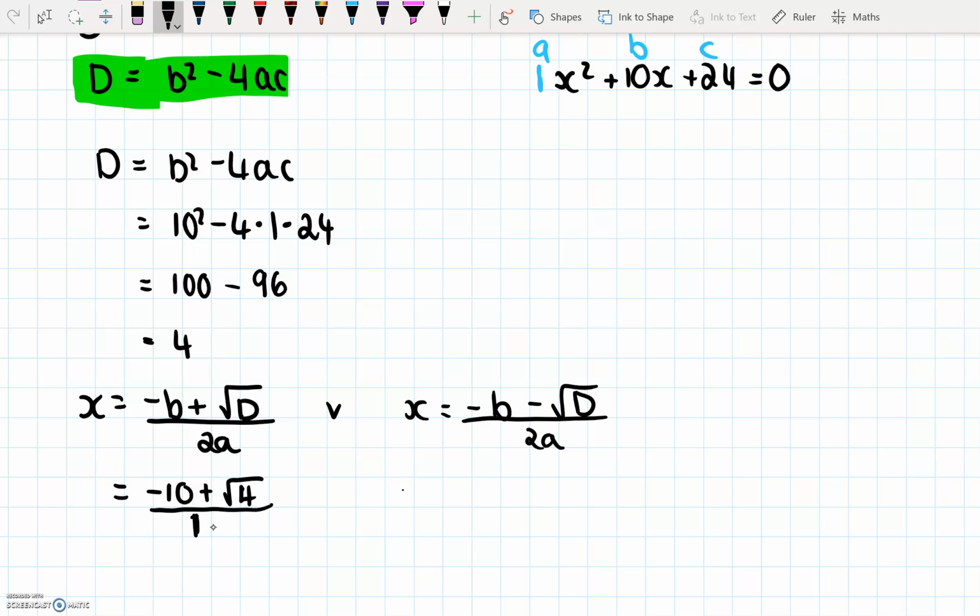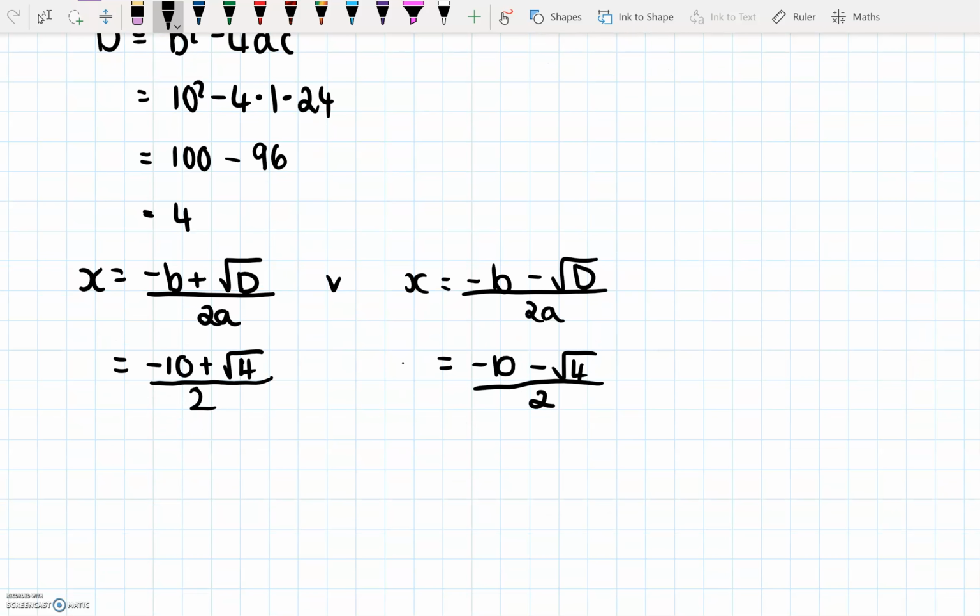All right, and x is equal to negative b, so again negative 10 minus the square root of 4 over 2. Those 1s are supposed to be 2s, because 2 times 1 is 2. Okay, so now we can simplify this. All right, so we have negative 10 plus the square root of 4, which is 2, over 2, and we also have negative 10 minus 2 over 2.